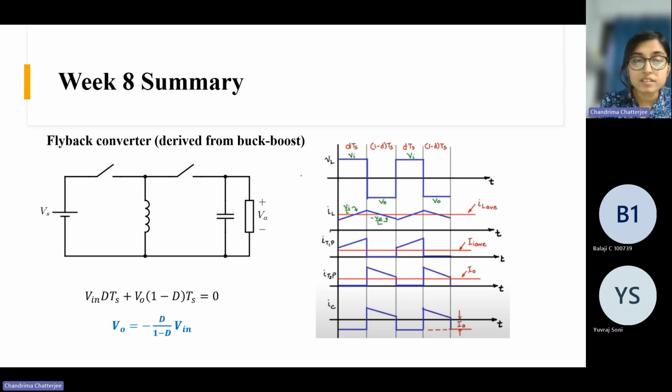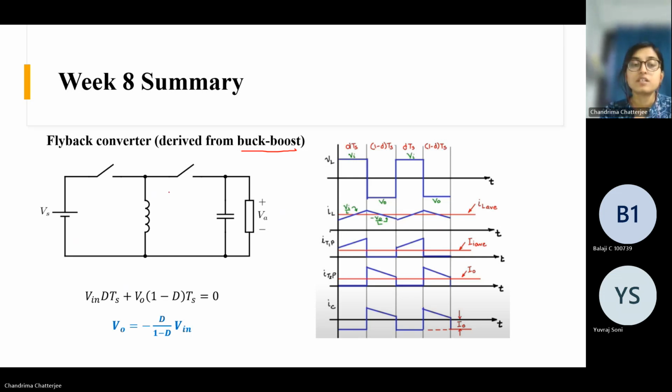And there is another isolated converter which is called the flyback converter. This is a very popular isolated converter. I think some of you must have heard about it. This is used very predominantly in industry and for various applications. But this is a low power converter. You can't use it for very high power applications. But yeah, this is a very popular converter. And this converter is derived from the buck boost converter.